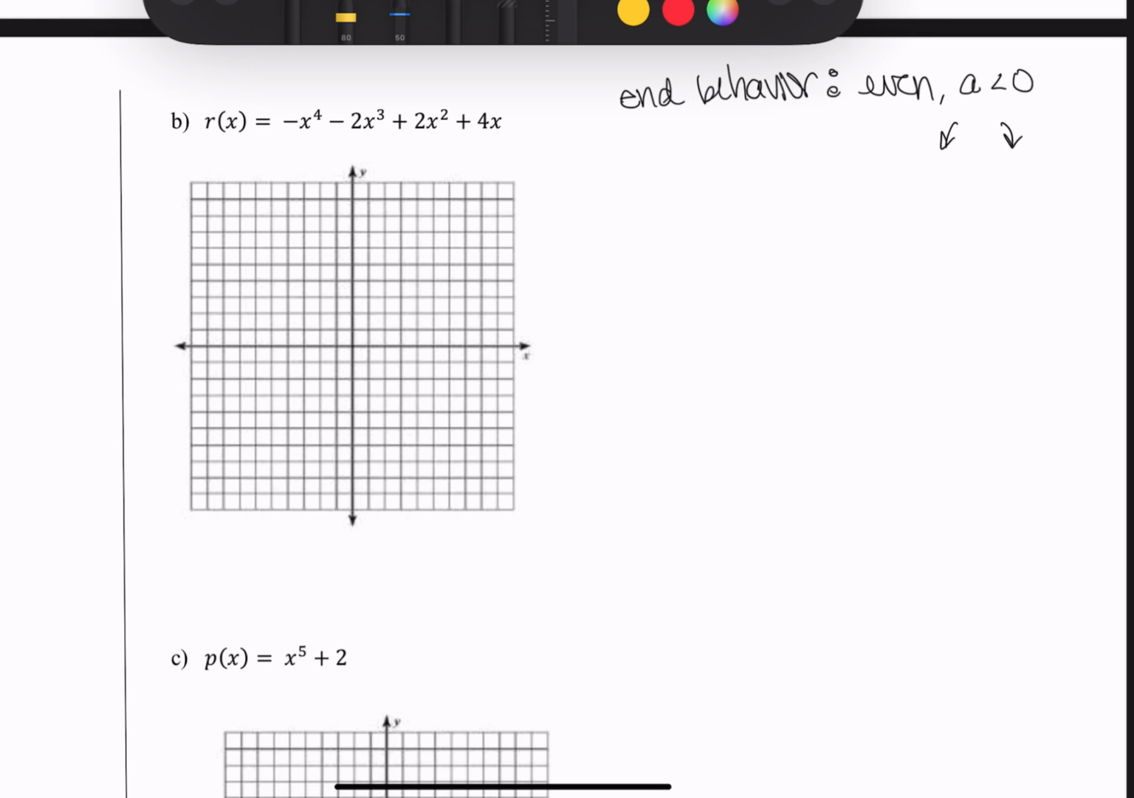I also know my y-intercept. My y-intercept, well, I don't see a constant here, so there's really a +0. So my y-intercept is at (0, 0).